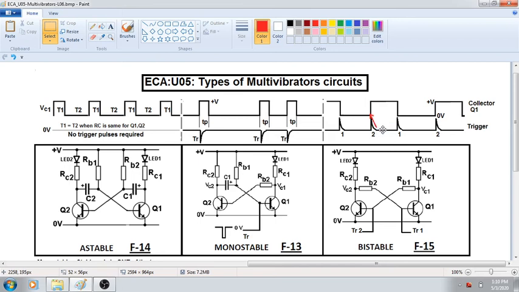So the output will go high. Okay. It will remain high forever unless you want it to come back. Now how do you make it come back? You make it come back by again giving a trigger pulse here.